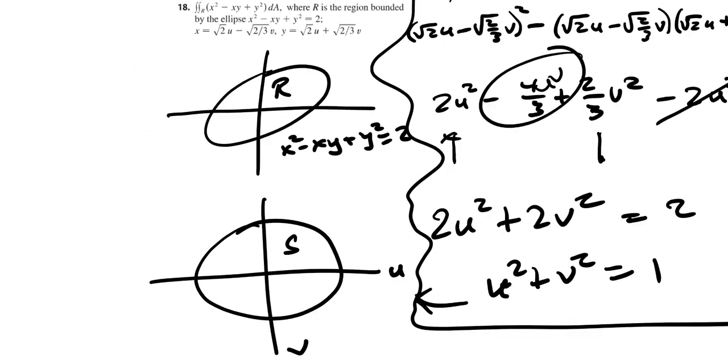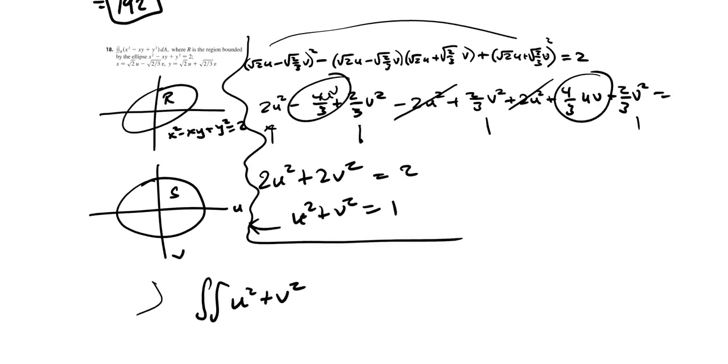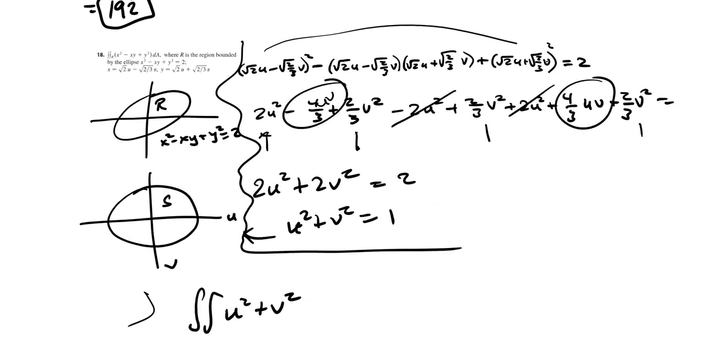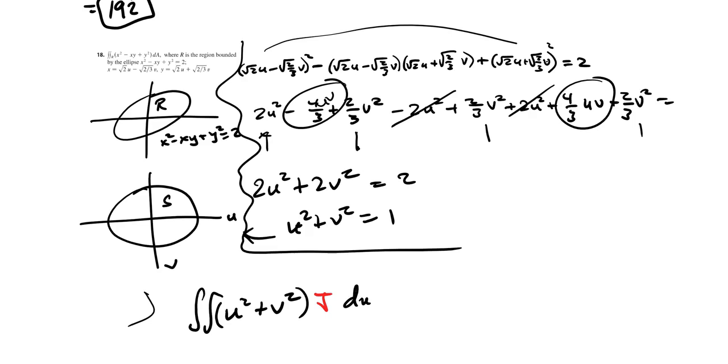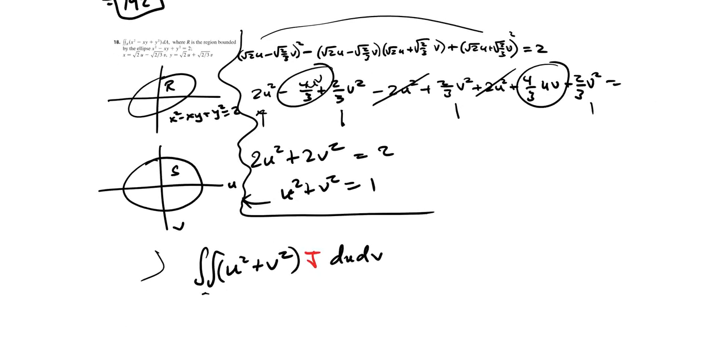So then we have the u squared plus v squared on the interior. There's going to be a Jacobian here. And then we're going to do some sort of dv du there, okay? Of course, this will be over s. So s in this case is, I'm sorry, u squared plus v squared is 1.